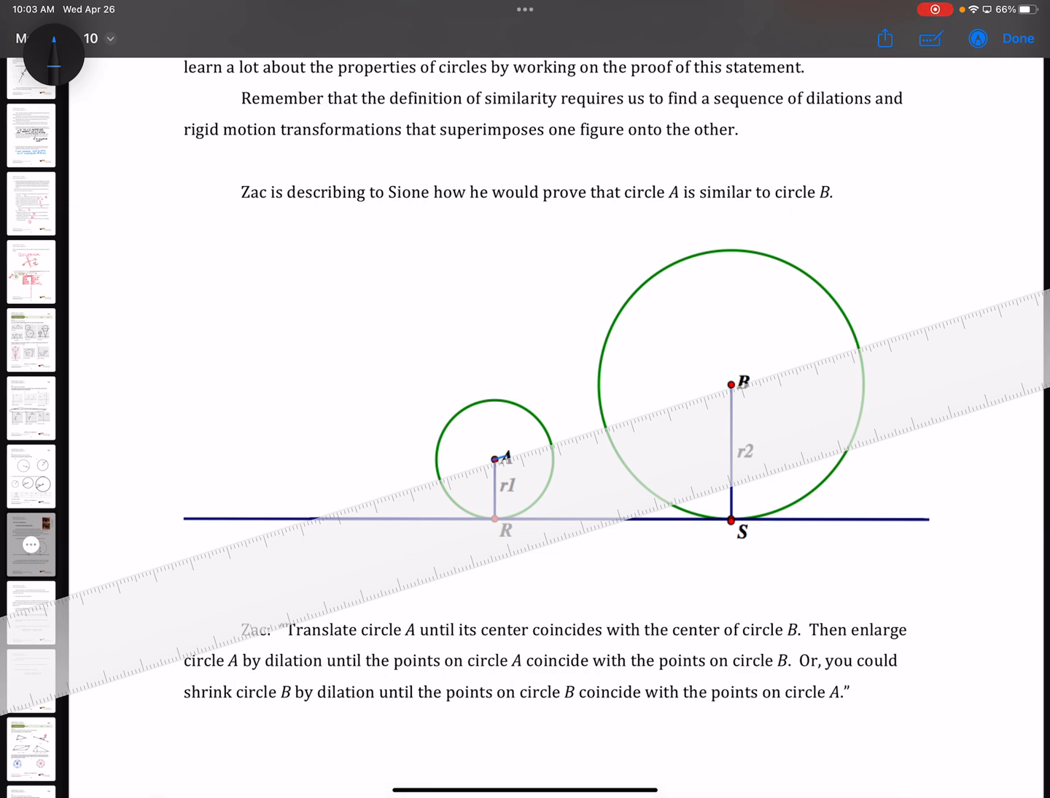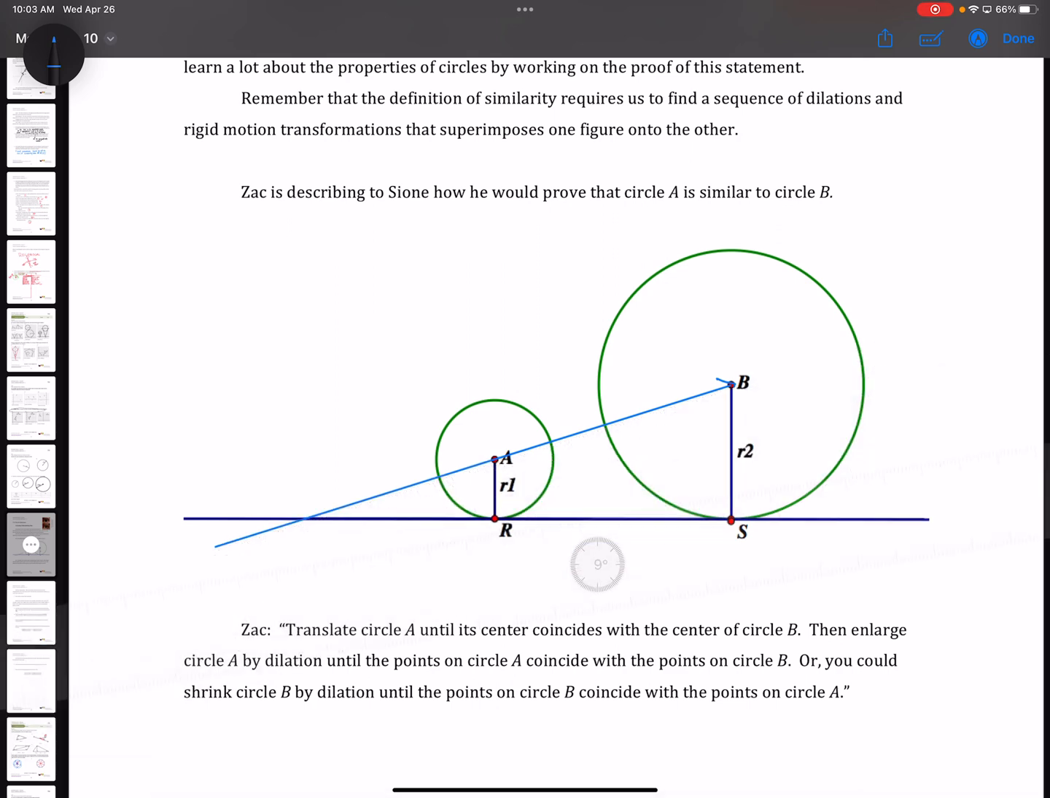So he's saying you move this direction until the centers coincide. And then you would dilate it to make it larger until their circumferences land on each other.